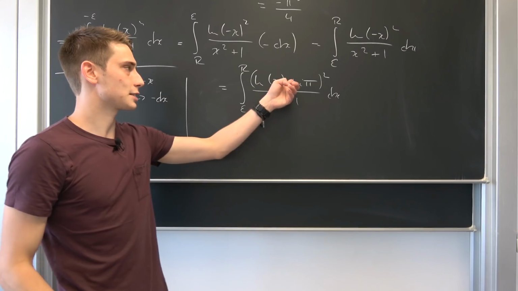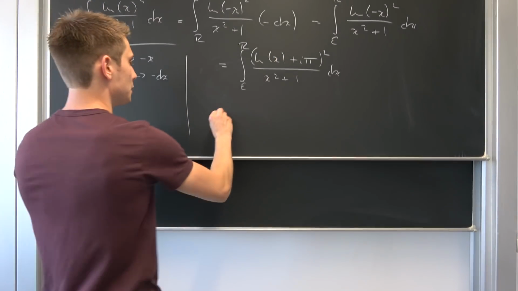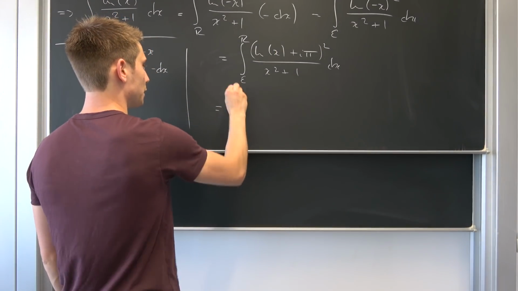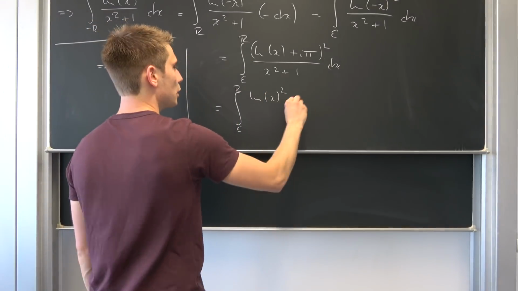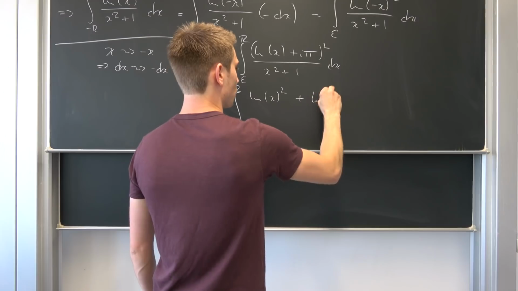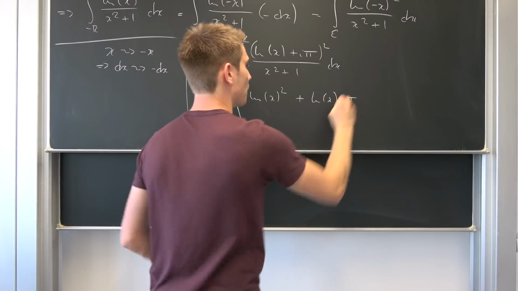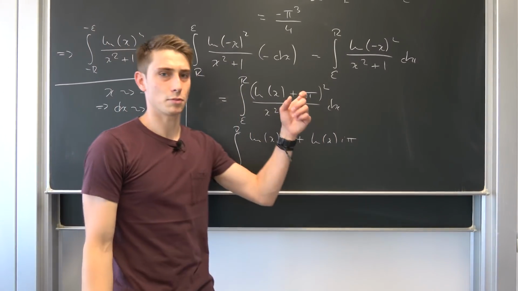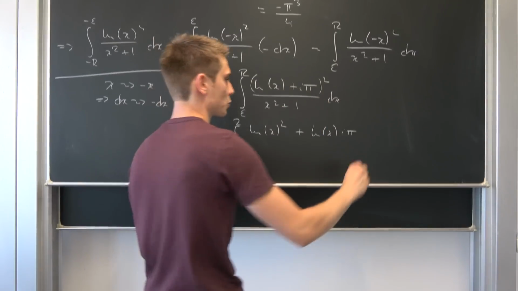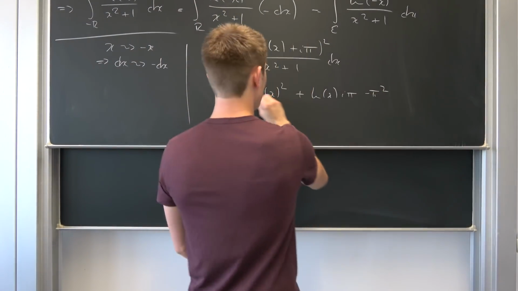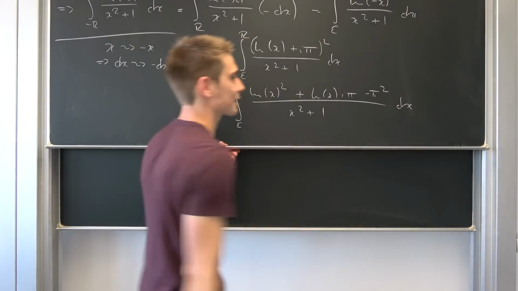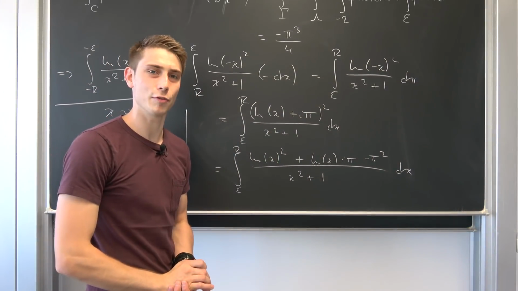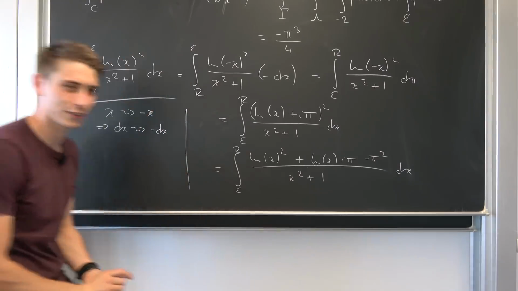And you see, we can just use the binomial formula up here in the numerator to end up with a final integral from epsilon to r of natural log of u, whole thing squared, plus, and now natural log of u times i times pi, and now i times pi squared, this is just negative pi squared, over u squared plus 1 du. And I'm going to write everything out, and I see you back in a second.